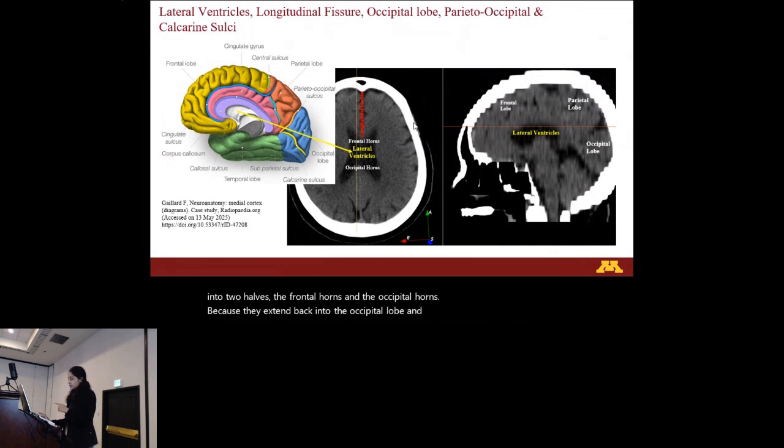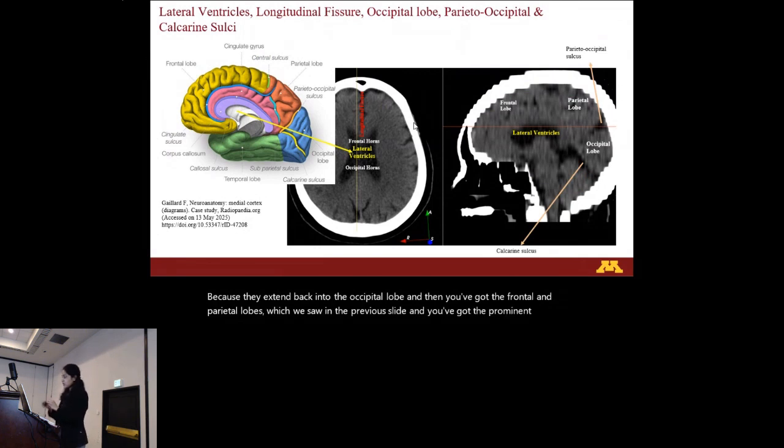And then you've got the frontal and parietal lobes, which we saw in the previous slide. And you've got the prominent sulci, which separate your occipital lobe from the parietal lobe, and the occipital lobe from the infratentorial space, which correspond to the parieto-occipital sulcus and the calcarine sulcus, respectively.